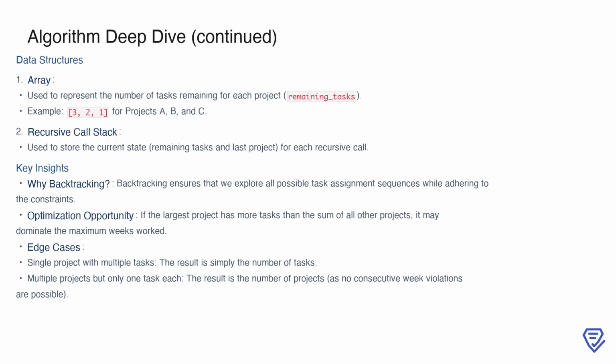Finally, let's consider some edge cases. For example, if there's only one project with multiple tasks, the result is simply the number of tasks, since there are no other projects to alternate with. On the other hand, if there are multiple projects but each has only one task, the result equals the number of projects, since no consecutive week violations can occur.